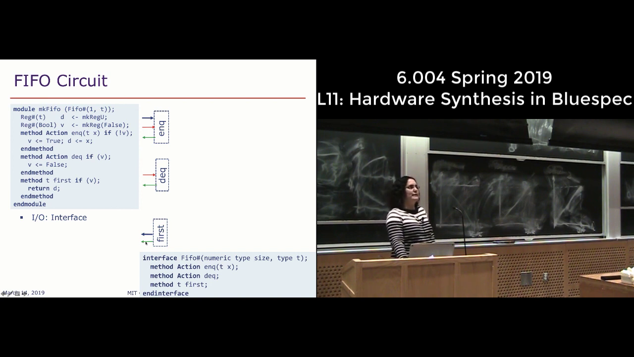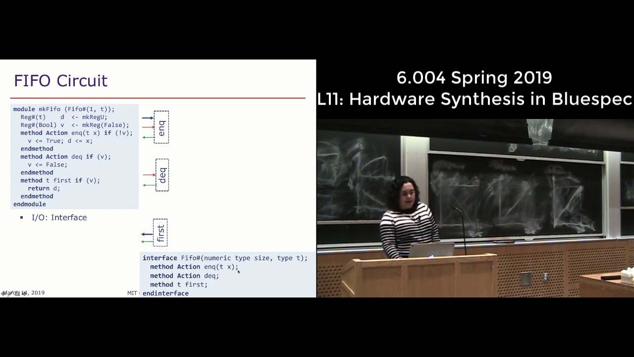So that's this green arrow coming out of each of the methods. In addition, all action and action value methods have to have an enable signal. So that's this red wire coming into both the NQ and the DQ methods, not the first method, because first is a value method. Okay?